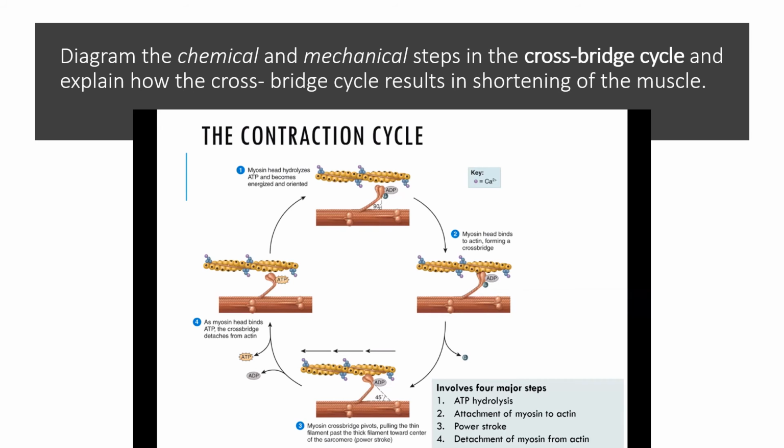In step 2 of this cycle, the myosin head binds to actin, forming a cross bridge. Directly after the cross bridge is formed, the phosphate will be released. This will lead to step 3.